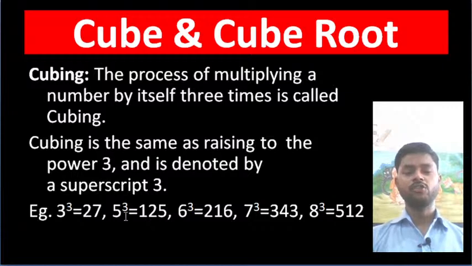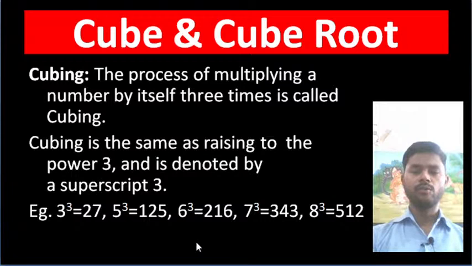5 to the power 3 or the cube of 5 is 125. 6 to the power 3 or the cube of 6 is 216. 7 to the power 3 or the cube of 7 is 343. 8 to the power 3 or the cube of 8 is 512. So the process which you have to do for finding a cube, when you multiply 8 three times, 8 multiply 8 multiply 8, this process is called cubing. So cubing is the process of multiplying a number by itself 3 times.